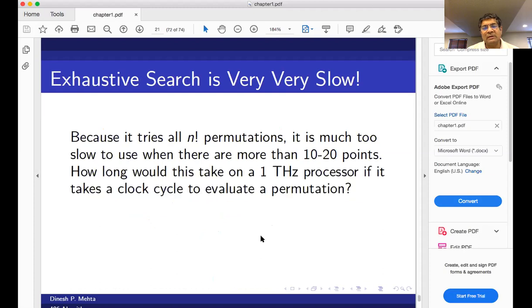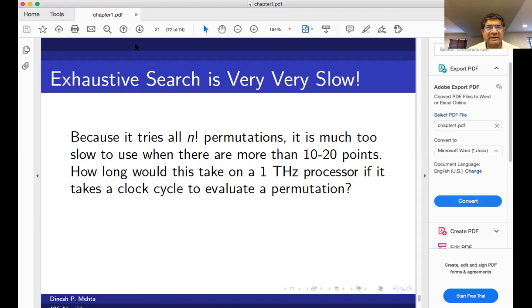Let's do this thought exercise. We're going to attempt all n factorial permutations. How about if we assume that each permutation can be evaluated in a single clock cycle, on a 1 terahertz processor? So let's give that a crack. Well, what is a terahertz?